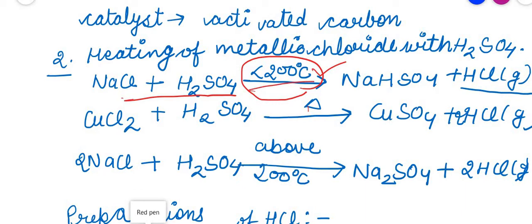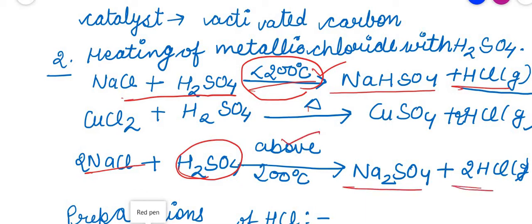At 200 degrees Celsius, less than 200 degrees Celsius, when NaCl reacts with H2SO4, there is a formation of sodium hydrogen sulfate along with the HCl molecule. And when the same NaCl reacts with H2SO4 above 200 degrees Celsius, then there is a formation of sodium sulfate along with the HCl gas. Clear?